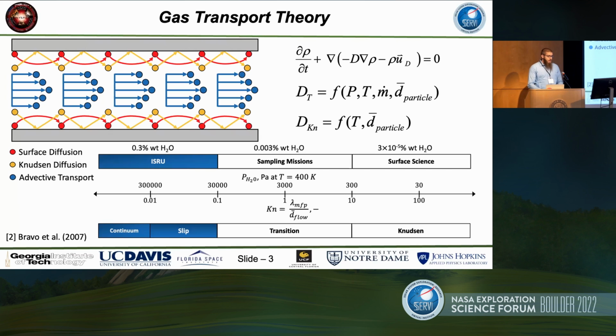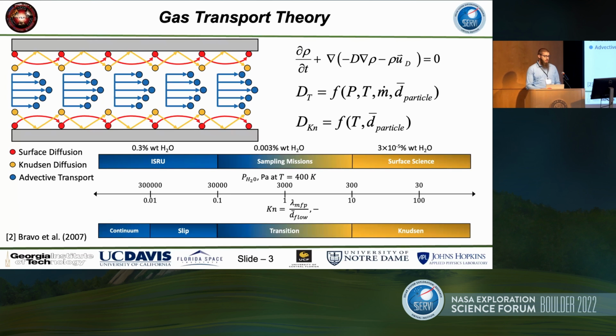It starts off with the continuum or slip regime, which we experience at low Knudsen values and high pressures, which is what we're experiencing here in this room, relevant to ISRU applications. The other end of the spectrum is the Knudsen regime at high Knudsen values or low pressures, which is more relevant to surface science. And in the middle, we see the transition between the two. The primary difference is that in the continuum or slip regime, you see a lot of particle-to-particle interactions, while in the Knudsen regime, you see more particle-to-wall interactions as there is less gas in there.